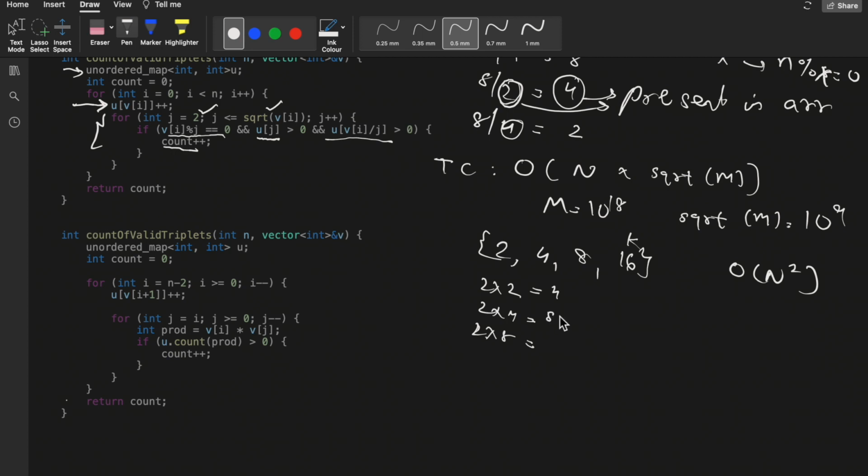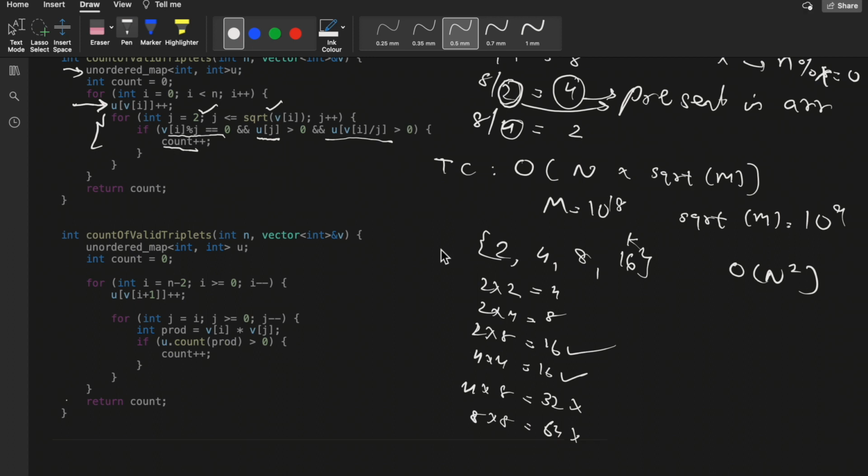2 into 4 is 8, is it equal to k? 8 into 2 is 16, is it equal to k? Yeah. Then we will also check 4 into 4, that's 16, 4 into 8, 32, so no. 8 into 8, 64, so no. So we will check for each k different combinations of i and j. That thing we can do, right?